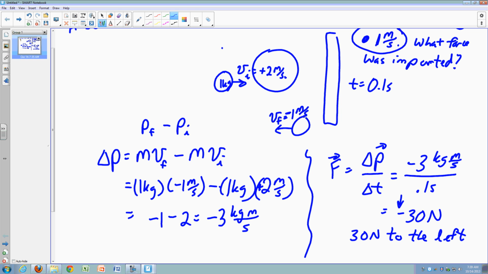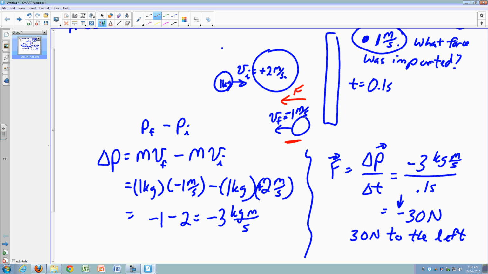So, is that clear? A little more clear? You can see that the force is to the left. In order to change the direction of the ball to the left, the force has to be to the left. So there's some check on that, so it makes sense.